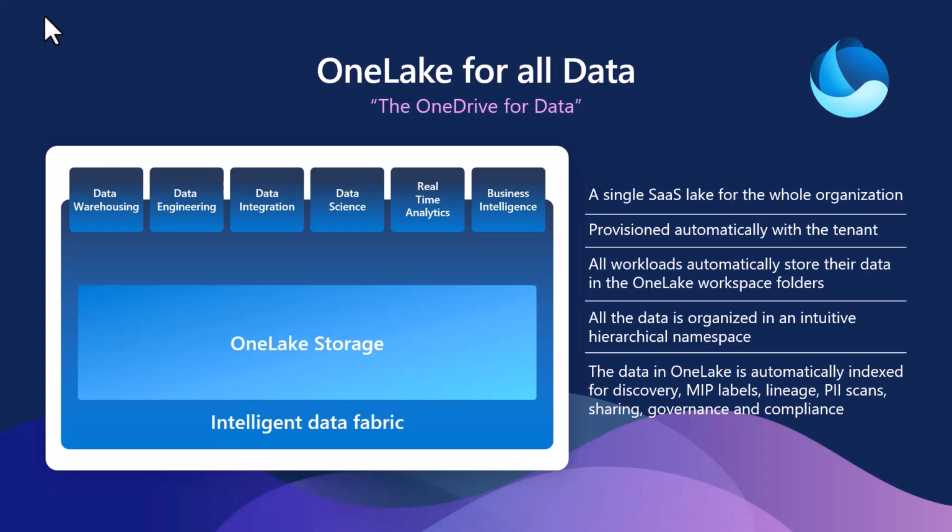Before I continue, let me just do a general introduction for OneLake. OneLake in Microsoft Fabric is the OneDrive for all data, a single SaaS lake for the entire organization. It is automatically provisioned for your tenants, and every workload within Fabric feeds on your OneLake environment. Either your data warehousing, your data integration, your data science, or data analytics, they are all going to be feeding on this OneLake storage, and it has a hierarchical namespace.